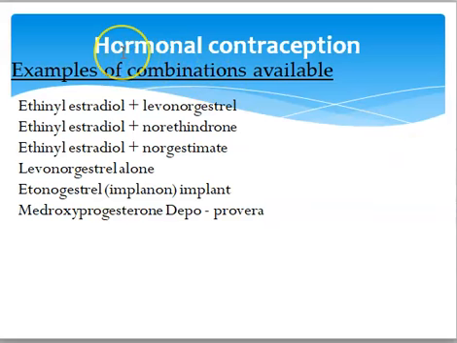Here are examples of the combination hormonal contraceptives we have in pharmacies. We have ethinyl estradiol plus levonorgestrel, ethinyl estradiol plus norethindrone, ethinyl estradiol plus norgestimate. I'm sure you know all these, you may be having them in a pharmacy. We also have the progestin only: levonorgestrel alone, etonogestrel or the implanon, which is put under the skin. We also have medroxyprogesterone, or what we call the Depo-Provera.